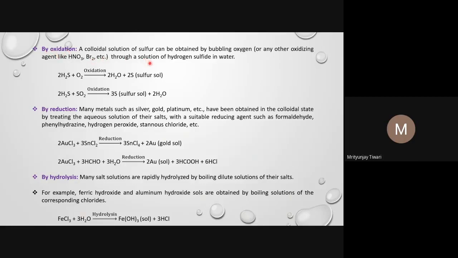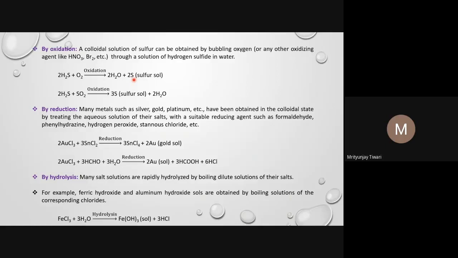A colloidal solution of sulfur can be obtained by bubbling oxygen or any other oxidizing agent, like HNO3 or bromine, through a solution of hydrogen sulfide in water. So the hydrogen sulfide solution in water is already there. You add one oxidizing agent, which could be oxygen or HNO3, Br2, SO2. So on oxidation, what happens? The water molecules will be formed, and also the sulfur atoms will be released. H2S has sulfur in the minus two oxidation state, and it is now in the atomic form, so the oxidation state is zero.